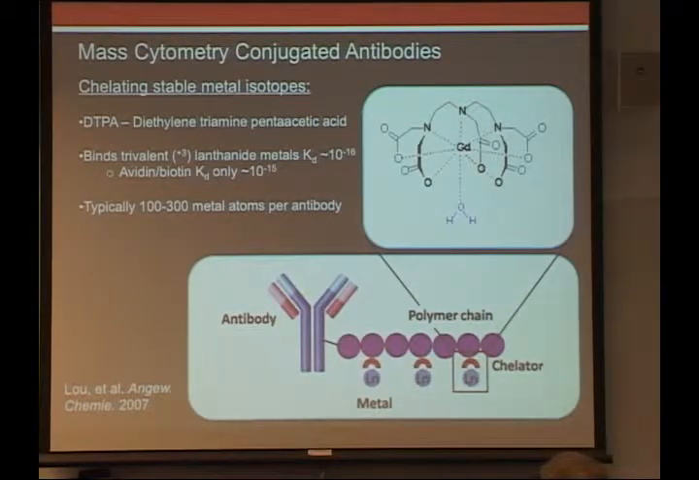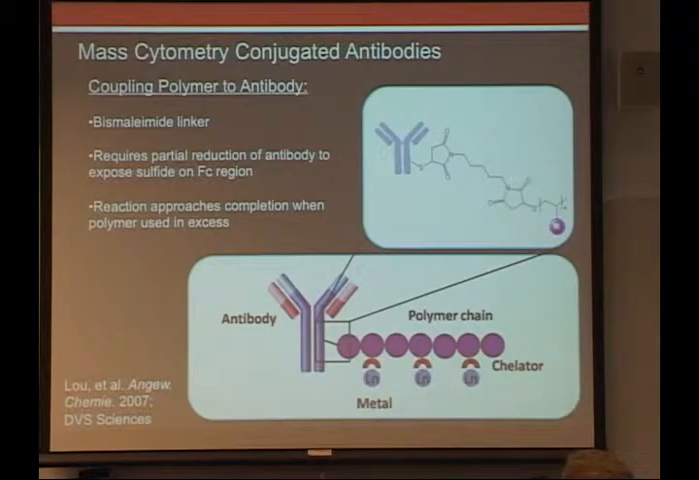It's important to note that the dissociation kinetics here are actually an order of magnitude lower than what you'd see for an avidin-biotin interaction, which in a biological context we think of as being essentially irreversible. So this reaction really is going to completion, which is fantastic. Using these polymers that are commercially available from DVS, we currently attach between 1 and 300 metal atoms to each antibody. Those ions are then what pass through your ICP-MS and give you the signal readout.